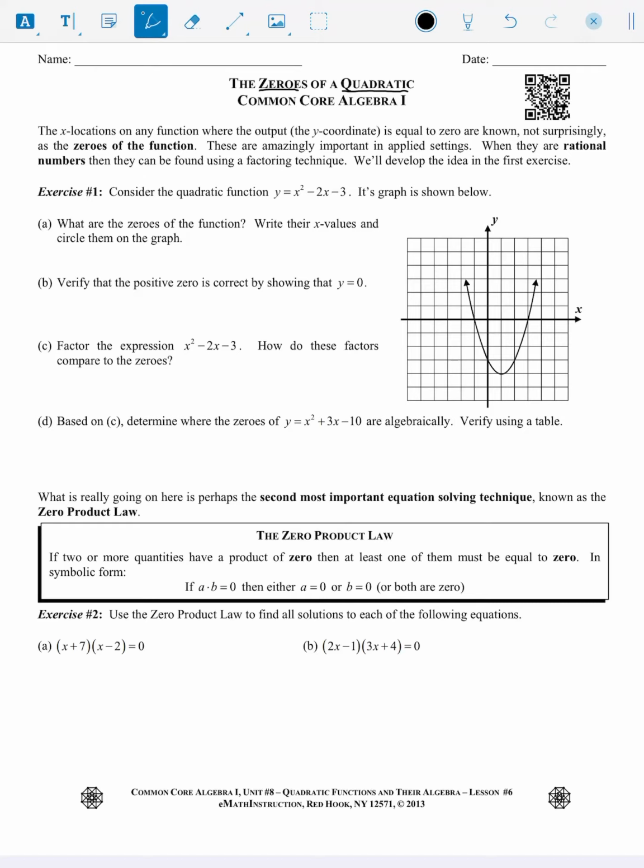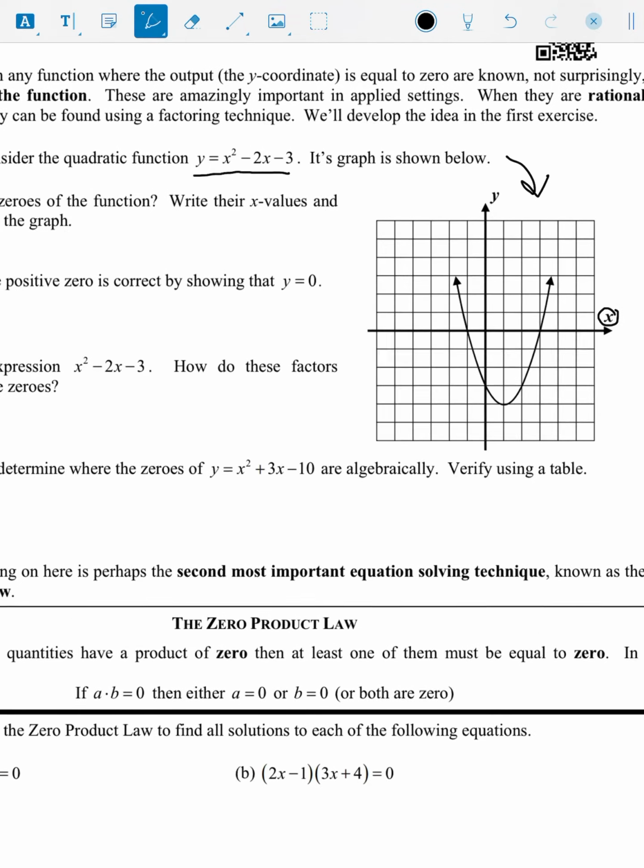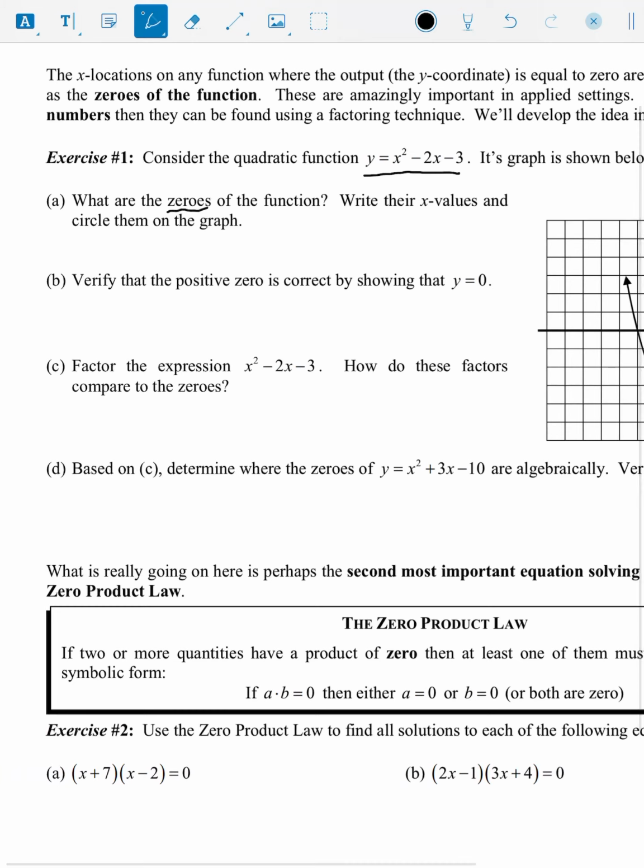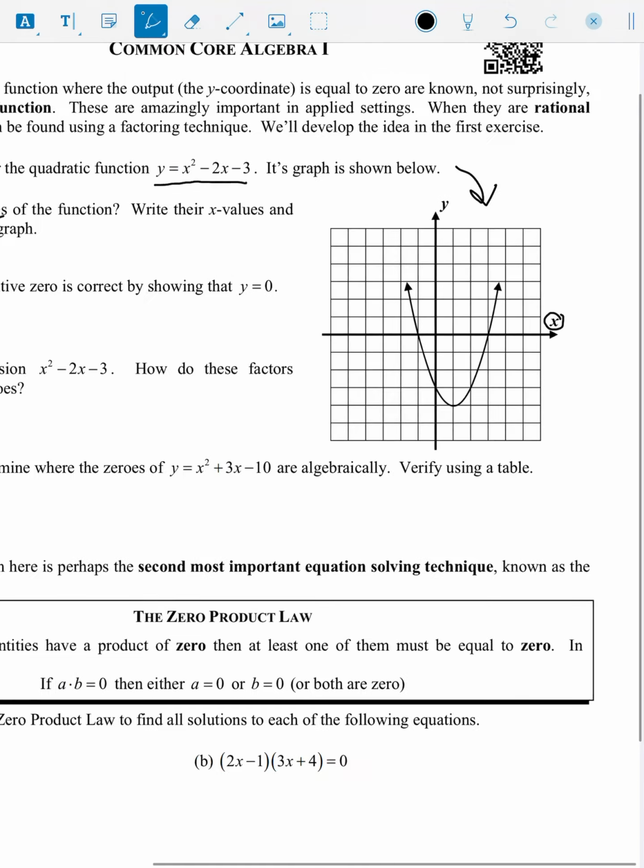So, exercise 1 says, consider the quadratic function y equals x squared minus 2x minus 3. Its graph is right below, and it is a U-shaped parabola. Notice it has a minimum value, and it crosses the x-axis at 2 specific points. Part A says to find the zeros of the function and their x values. We want to circle them on the graph and then write them.